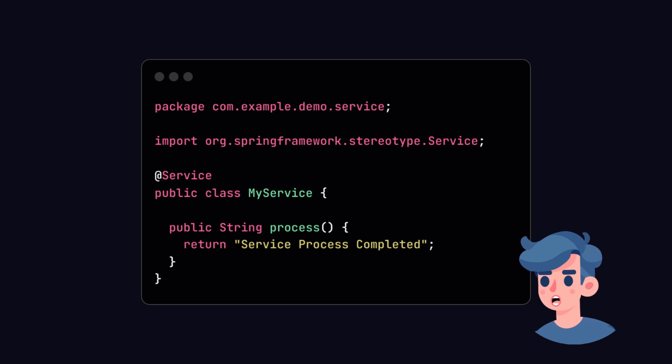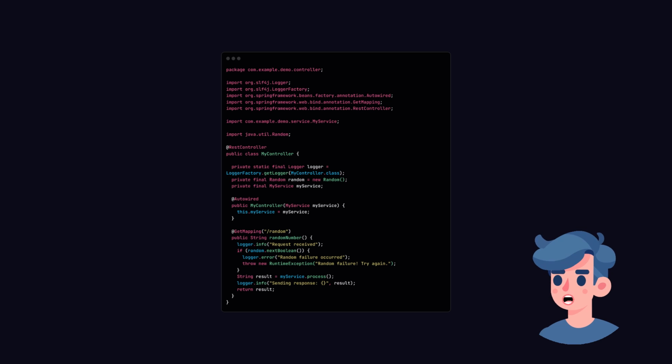Let's create a service class and inject it into our controller. This will allow us to observe errors related to Spring's context. Now we will inject this service into our controller and use it to perform some processing. Let's modify our controller to make use of this service class.